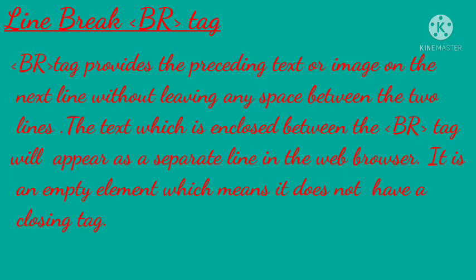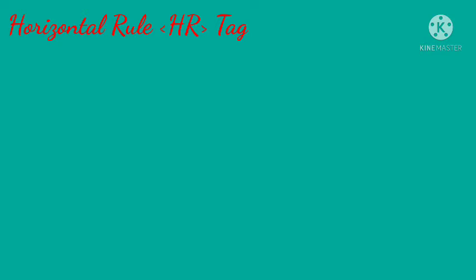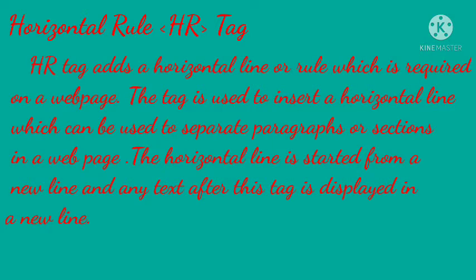The next tag used in an HTML document is the horizontal rule or HR tag. The HR tag adds a horizontal line or rule which is required on a web page, and the line is started from a new line, and any text after this tag is displayed in a new line. The HR tag is an empty tag and it has 5 attributes: align, size, width, color, and noshade.